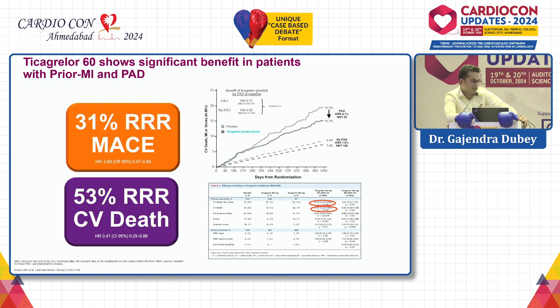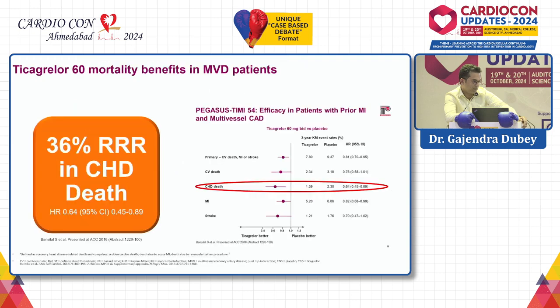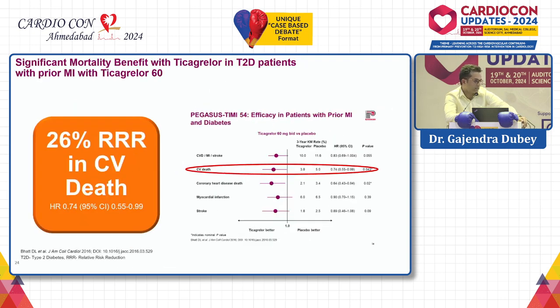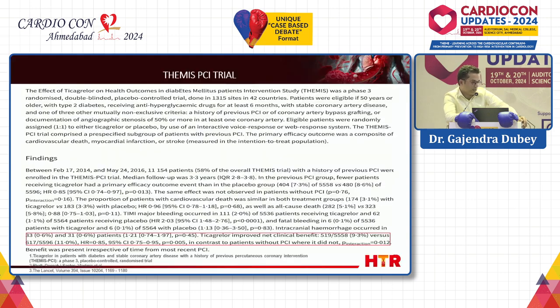Similarly, there were several sub-studies of this trial which showed, like in patients who had prior MI and PAD. These were sub-studies of the Pegasus trial. There was significant reduction in MACE rates and CV death. Similar benefits were seen in patients who had multivessel disease and patients with diabetes and prior myocardial infarction.